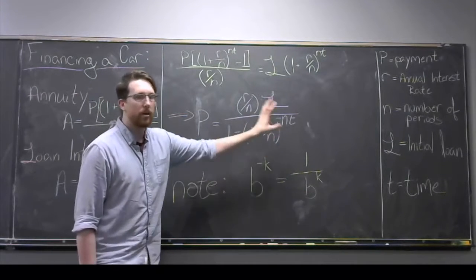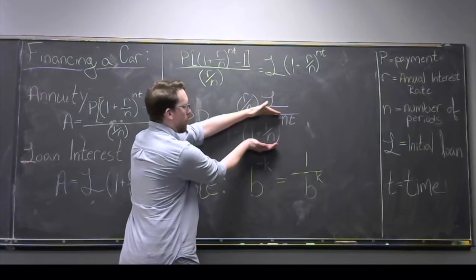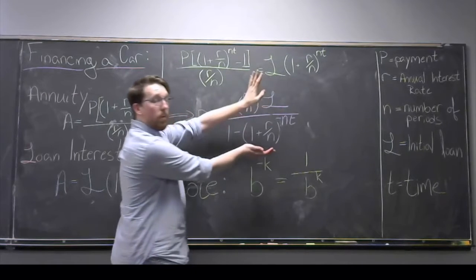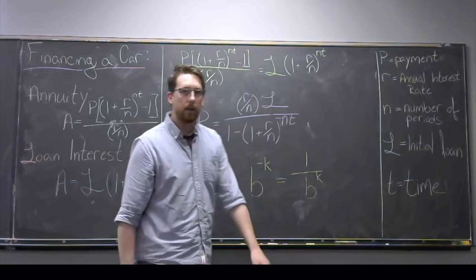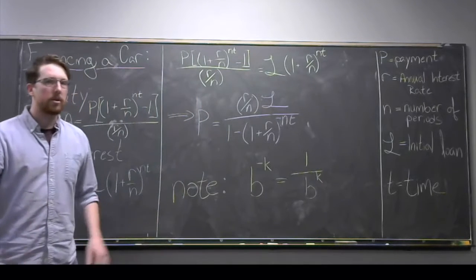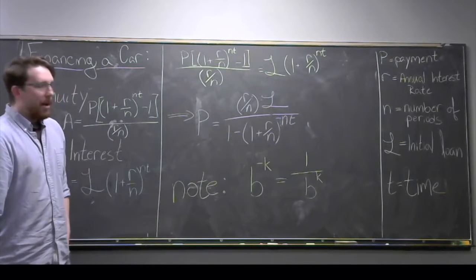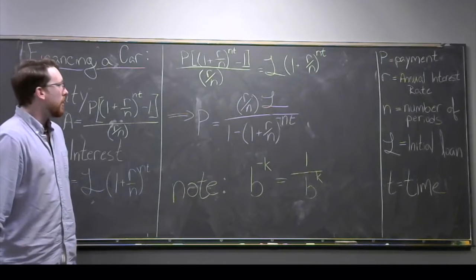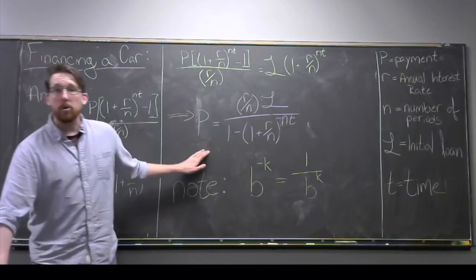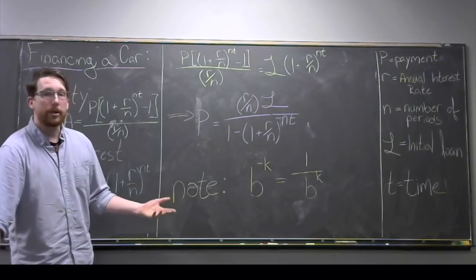This whole thing, this little bit, is really 1 over 1 plus r over n to the nt. I know it's confusing. If you have any questions, by all means, please feel free to shoot me an email and ask. But this is how we're going to calculate the payment that we owe.